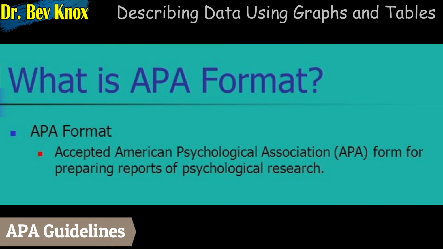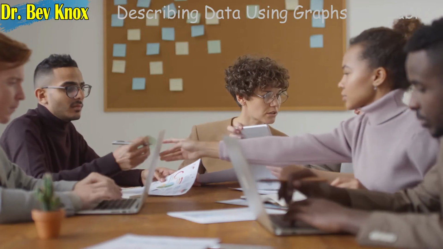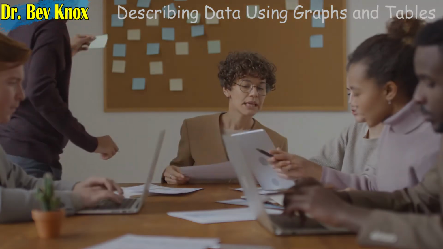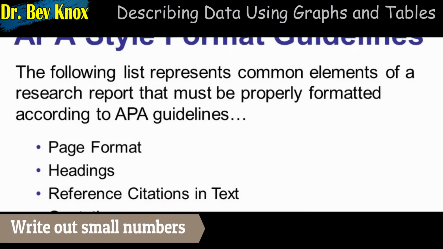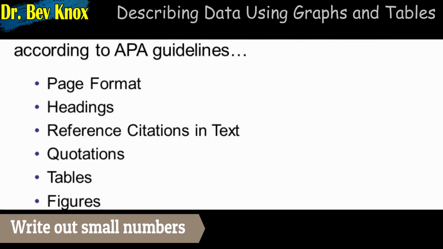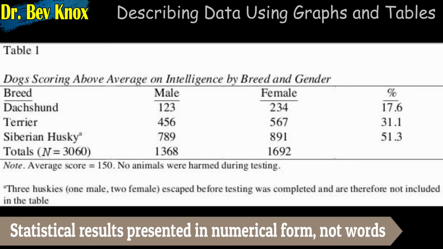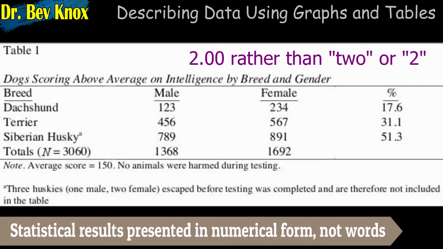These principles can be adapted easily to other presentation formats such as posters and slideshow presentations. When you have a small number of results to report, it is often most efficient to write them out. There are a few important APA-style guidelines here. First, statistical results are always presented in the form of numerical numbers rather than words and are usually rounded to 2 decimal places. For example, 2.00 rather than spelling out two or the number 2.